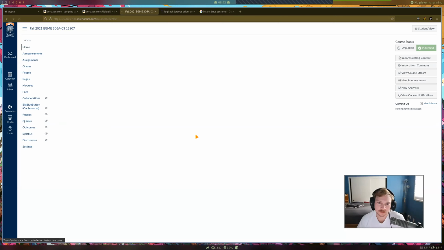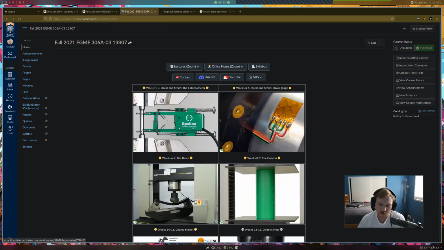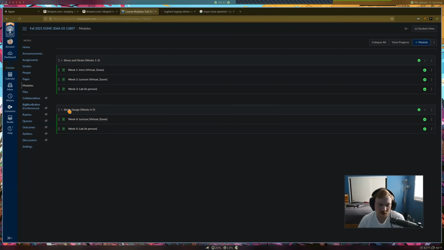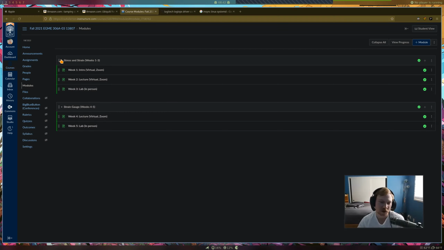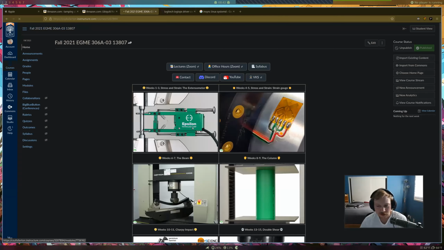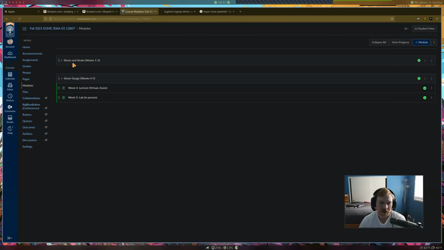Oh yeah, one more thing I want to note. When we click on this module for our second lab, I tried to link it so it would go to this module for the strain gauge, but Canvas still takes you to this entire page for all of the modules that we have in class. But you can collapse the top one here because we're done with that now. And if you go back home and then click on this picture, it should stay collapsed. So just thought I would throw that out there.